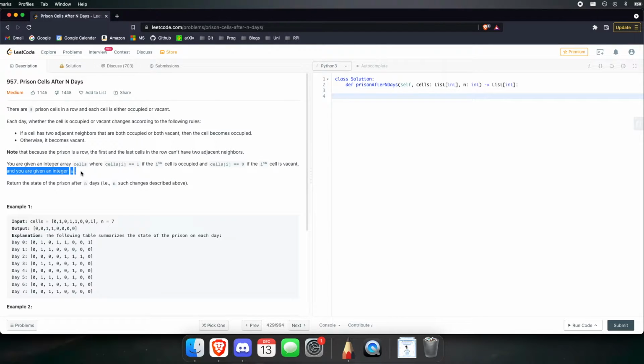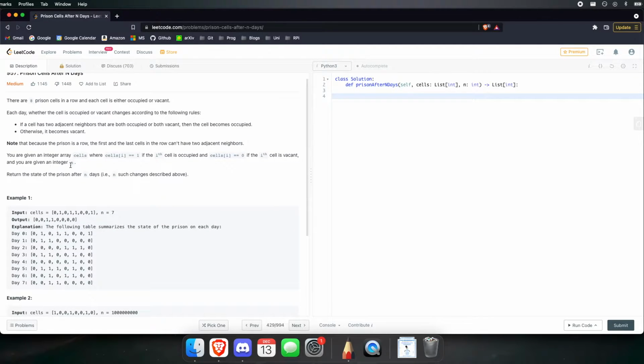We are also given an integer n. Return the state of the prison after n days, i.e. n such changes described above. So after n days, for every day we apply these changes following these rules, and we want to return the state of the prison cells at that nth day. So let's look at an example.